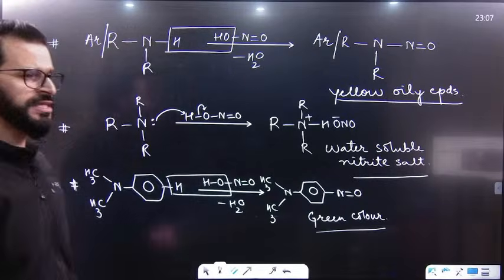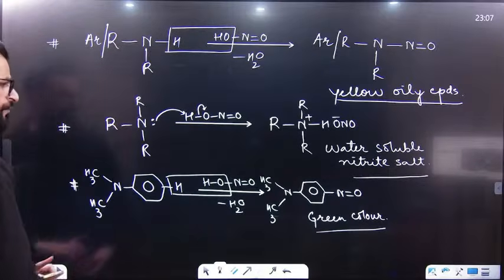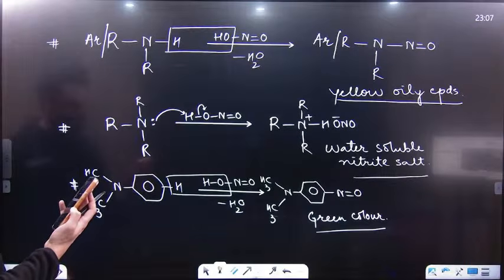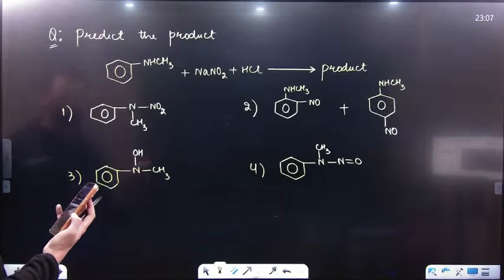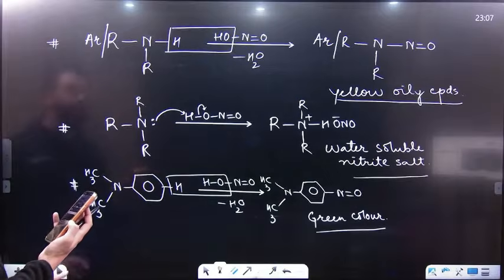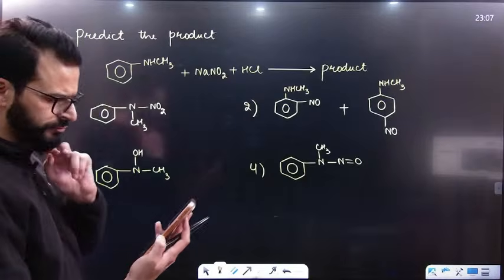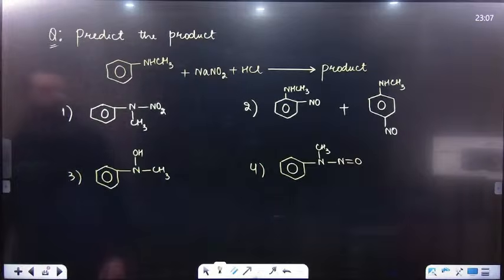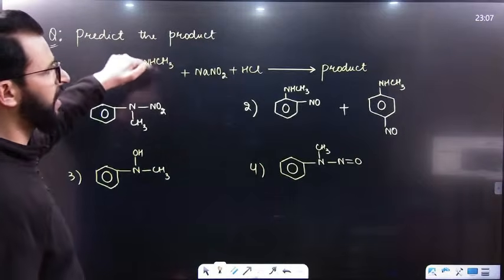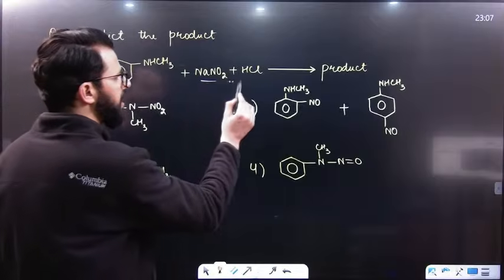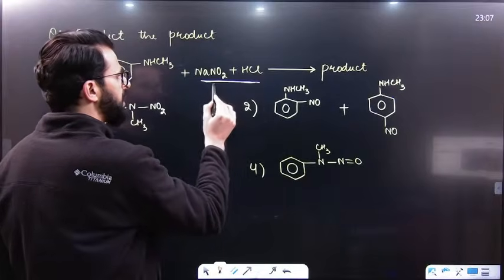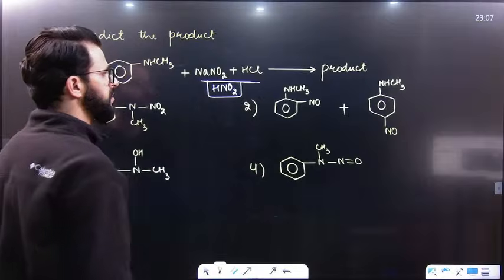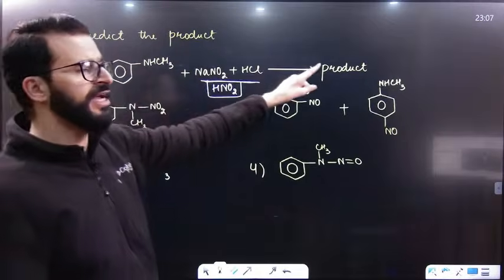I hope this is clear to each and every one till now. Now have a look. There is one more asked question, and the question is: if a secondary amine is treated with NaNO2 and HCl, what does that mean? That means HNO2, nitrous acid. Secondary amine on treatment with nitrous acid gives what product?